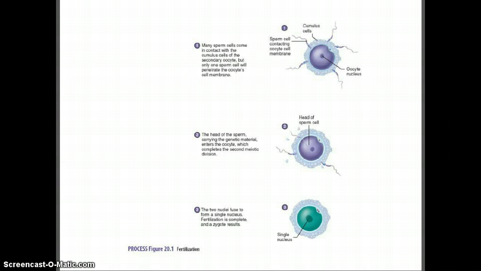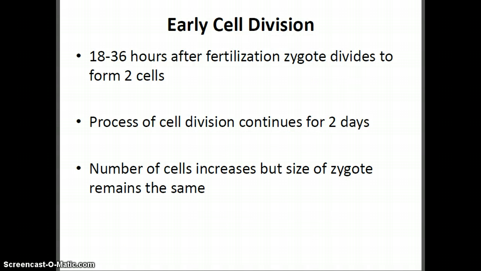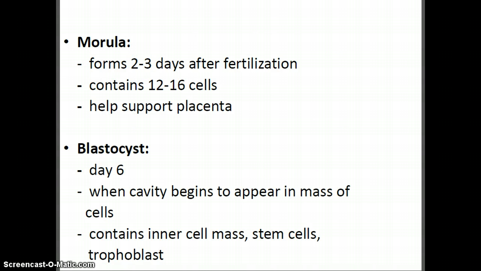Please take a look at this and notice the cumulus cells. In early cell division, the zygote divides to form 2 cells. The process of cell division continues for a couple of days. The number of cells increases, but at this point the size of the zygote remains the same.